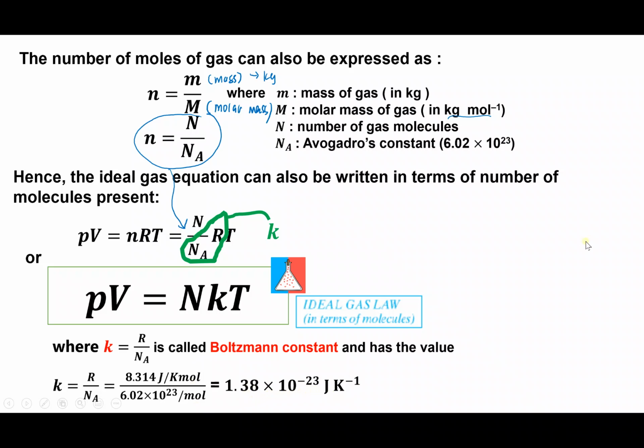Okay, so basically kita ada dua equation untuk ideal gas equation. First, PV equals to nRT. Second, kita ada PV equals to capital N darab dengan Boltzmann constant T. So ini berbeza ya. N besar, n kecil kat sini is number of mole. N besar dekat sini is number of the gas molecules.